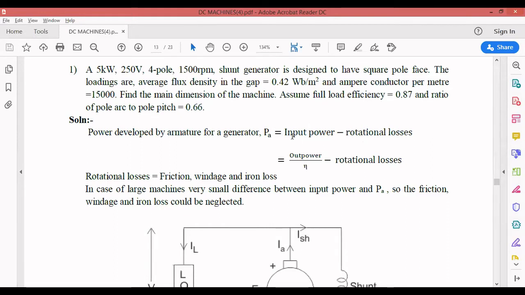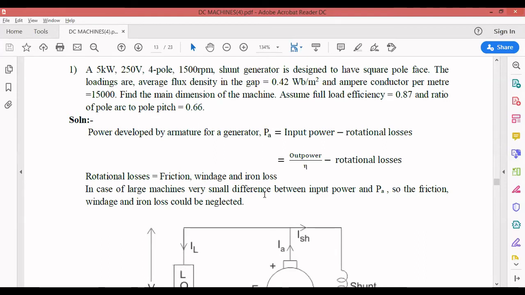So input power is equal to the power developed by the armature plus losses, or the power developed by the armature for a generator, PA, is equal to input power minus rotational losses. What is input power? Input power can be written as output power by efficiency, because data regarding the efficiency is given here, minus rotational losses. Nothing is given regarding any losses in this problem. So what are rotational losses? They are nothing but your constant losses, like friction, windage, and iron loss. These are all called constant losses.